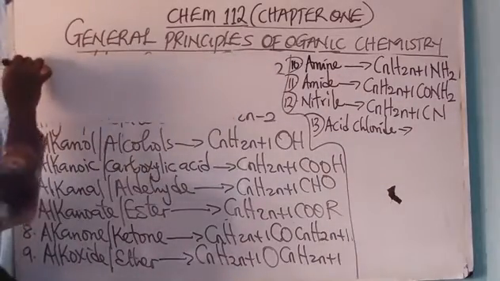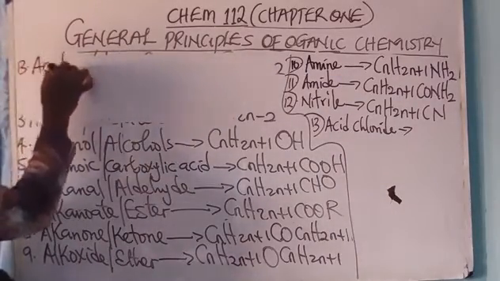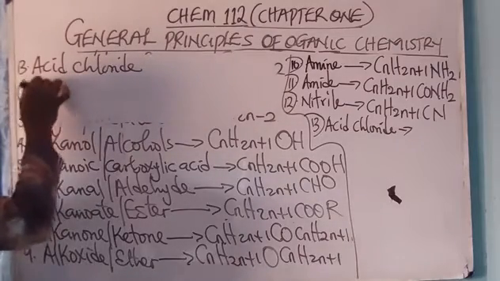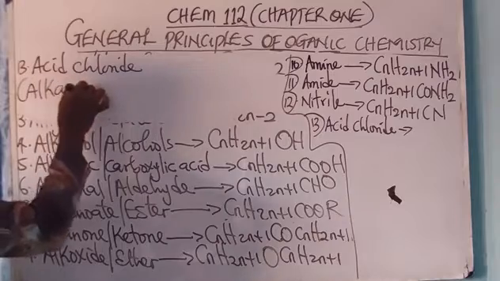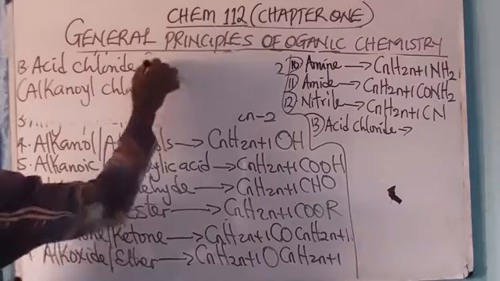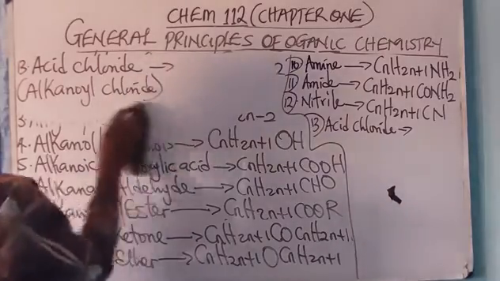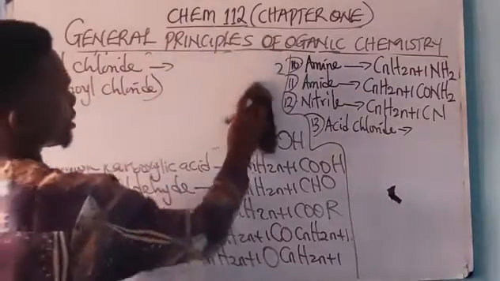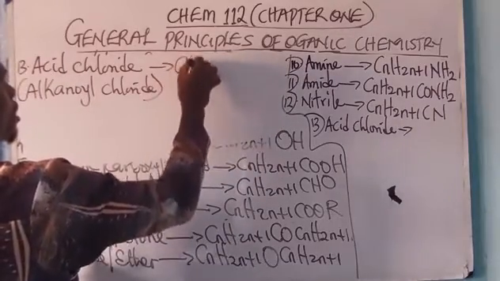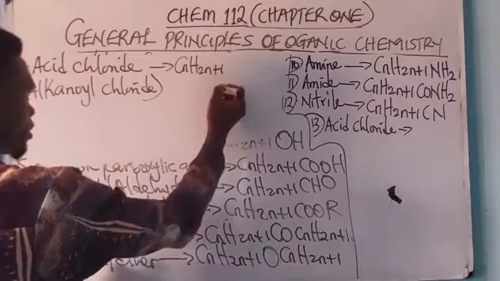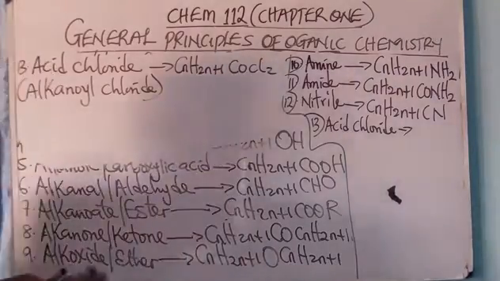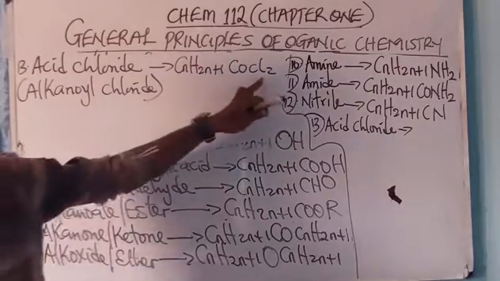I said number 13 is what? Acid chloride. Acid chloride is also called alkanoyl chloride. The molecular formula is Cn+1COCl. That is the acid chloride.